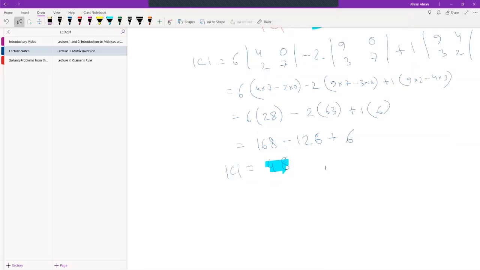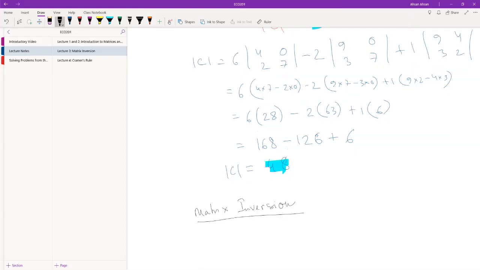Okay, so now that we know how to calculate determinants, we can finally go on into probably the most interesting part of chapters 4 and 5, which is the matrix inversion method.